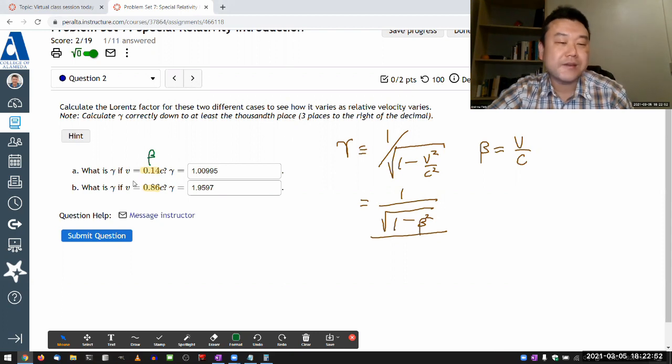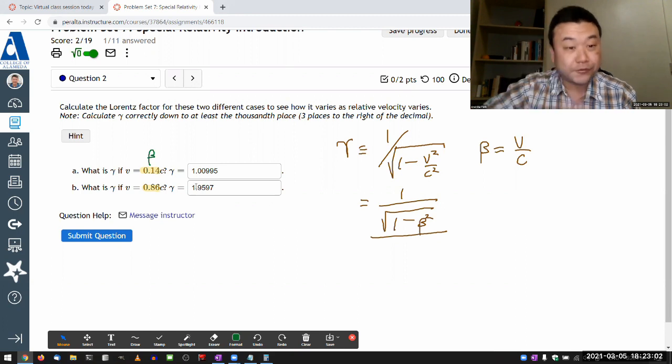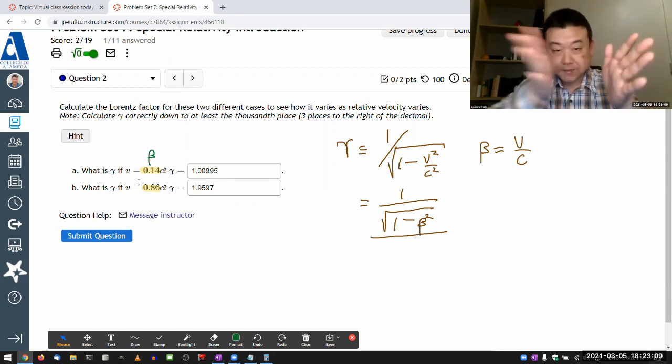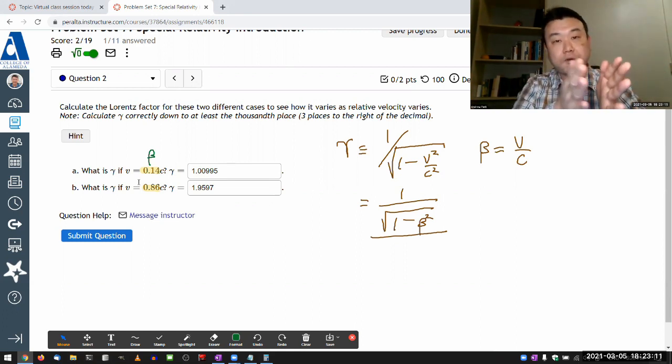1.9597. So what this is showing is the level of speeds where you get a special relativistic effect of 1%, and the amount of speed where you get a special relativistic effect of about a factor of 2. So at this speed is where you would see length contraction of 50% or time dilation of a factor of 2.